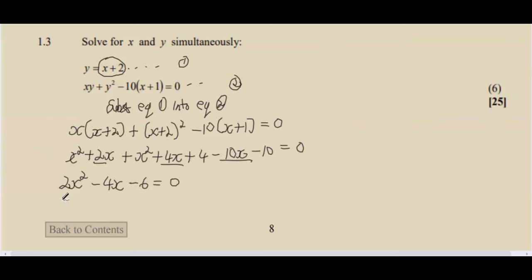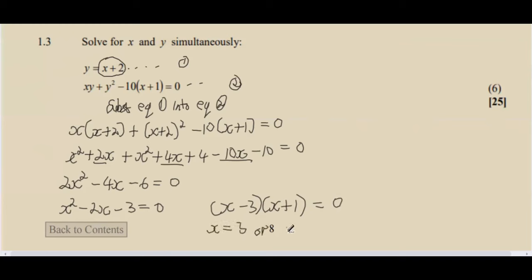Now, looking at this, we can see that everything here is divisible by 2. So if I divide this by 2, I'm left with x squared. Divide this by 2, that's minus 2x. Then divide this by 2, that's minus 3. So that means I can now try to factorize this. This is x minus 3 and then x plus 1. Quite easy to factorize that one. The factors of 3 are only 1 and 3. Then x is equals to 3 or x is equals to negative 1.